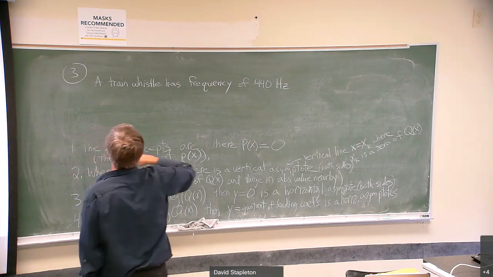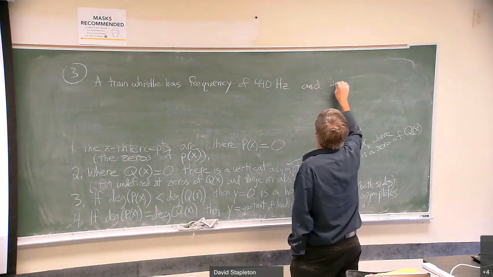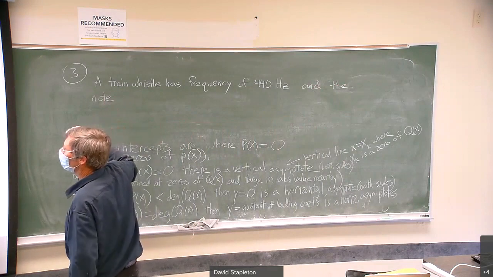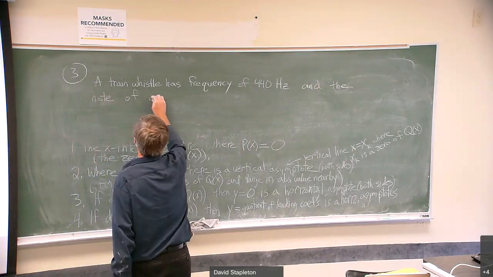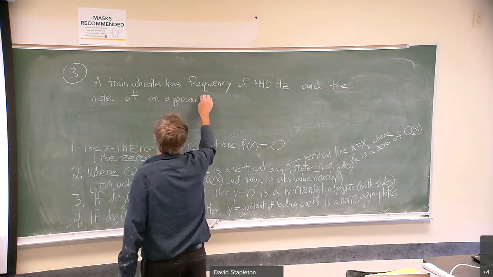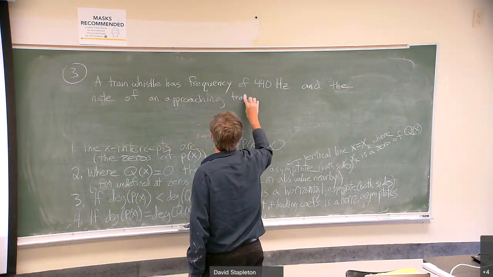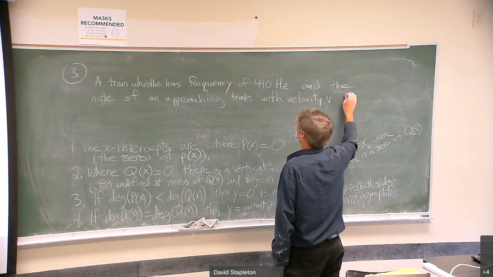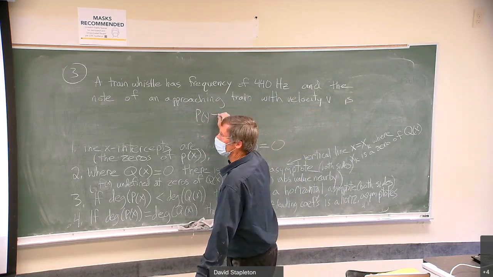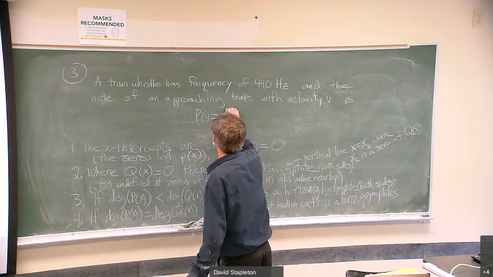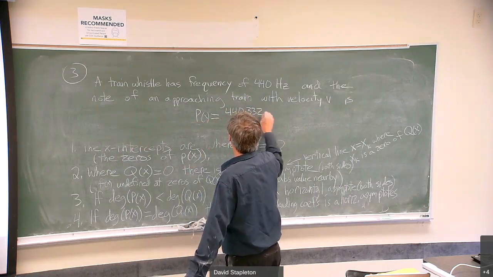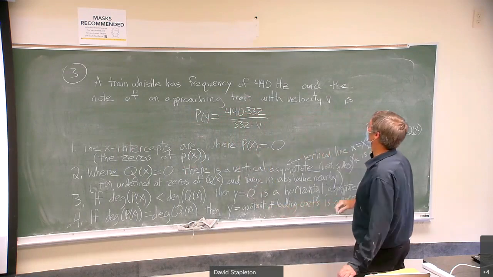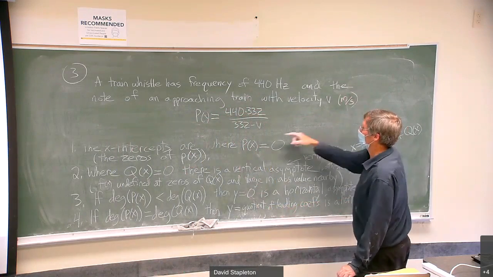Then the note you will hear of an approaching train with velocity v is P of v equals 440 times 332 over 332 minus v, where v is in meters per second. What do you think this 332 is?